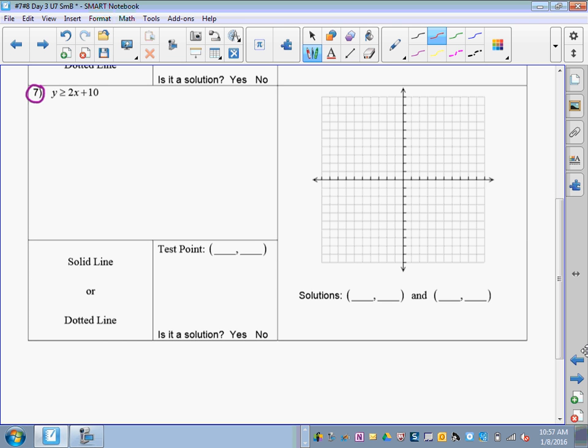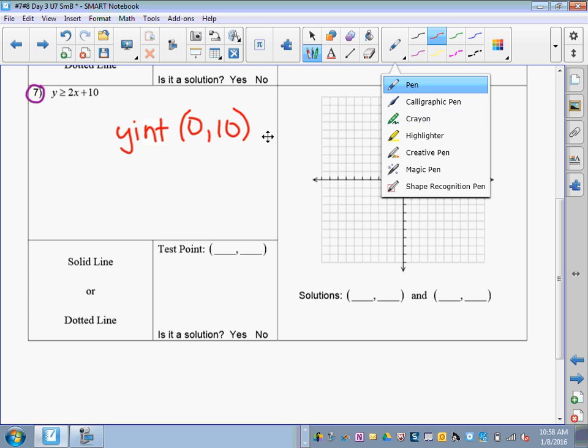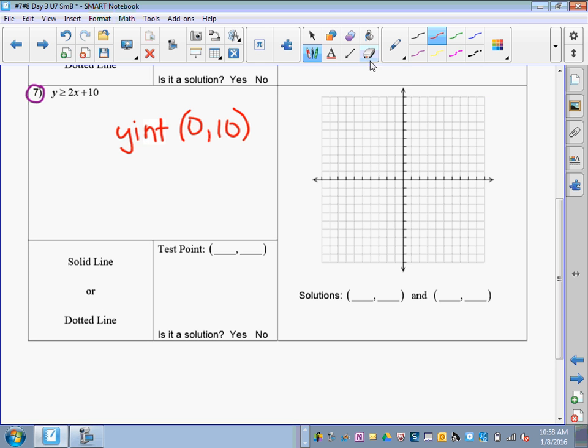Abdul, what's my y-intercept? Abdul, what's the y-intercept? Good, 10. Great, so let's go ahead and put that on my graph. Let's go to y is 10. 1, 2, 3, 4, 5, 6, 7, 8, 9, 10.